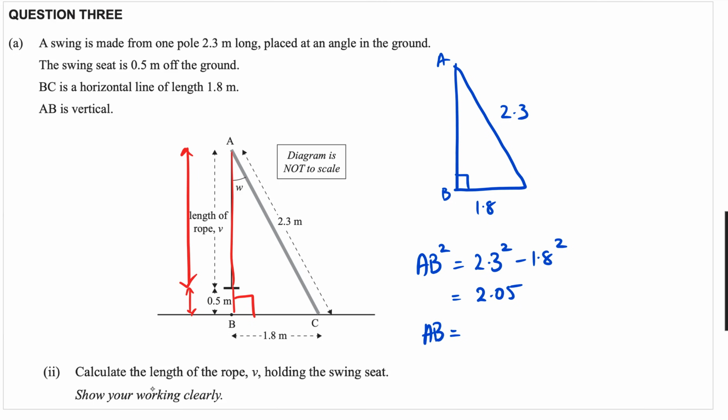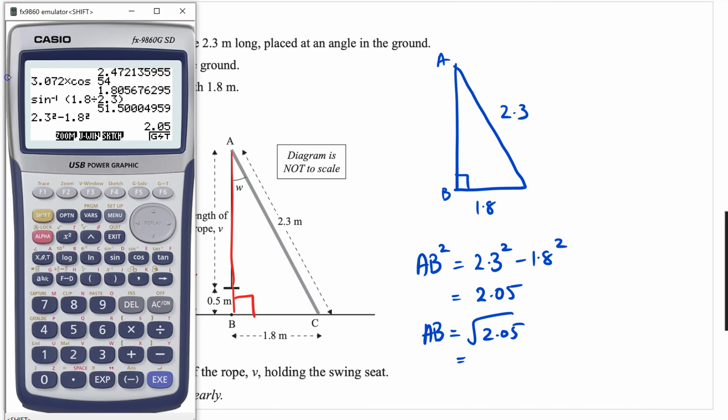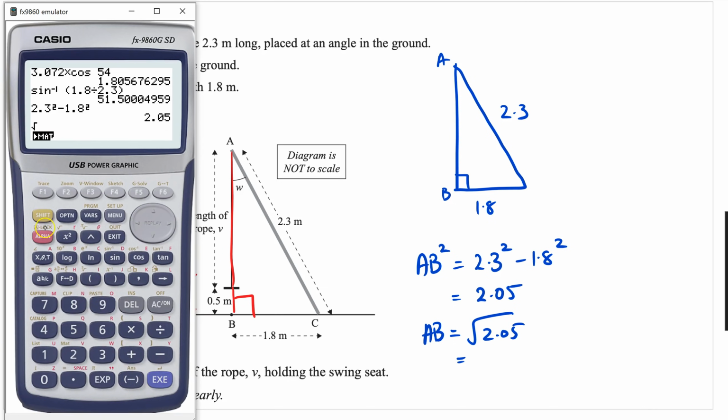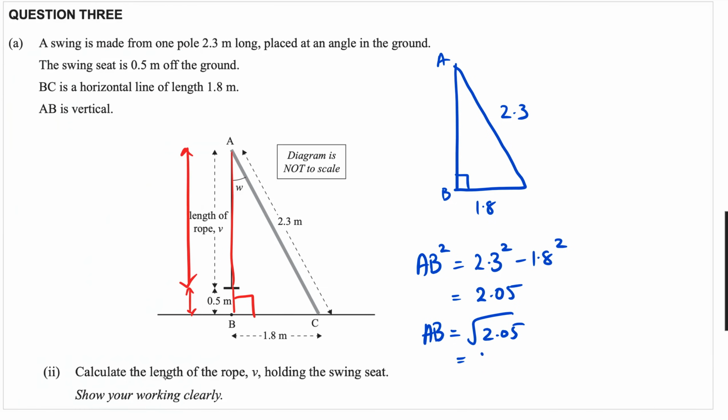And then AB is equal to the square root of 2.05. So the square root of that answer is 1.43. So 1.43 is the whole distance. That means the length of the rope now is going to be, I'm just going to write that here, length of rope is 1.43 minus 0.5, which is equal to 0.93 meters.